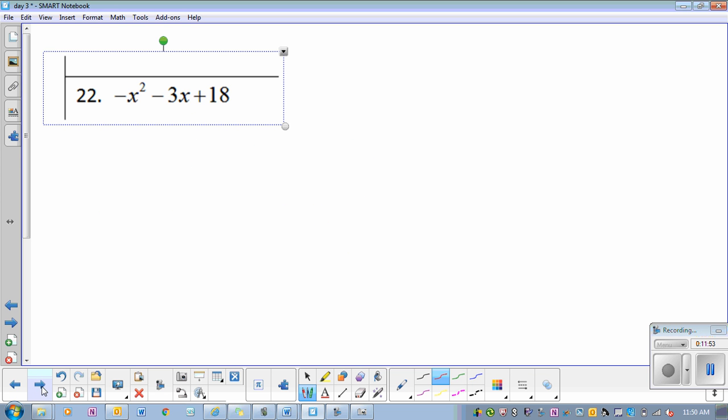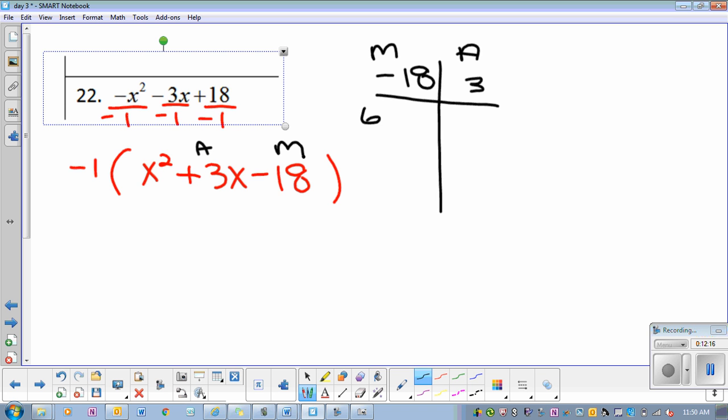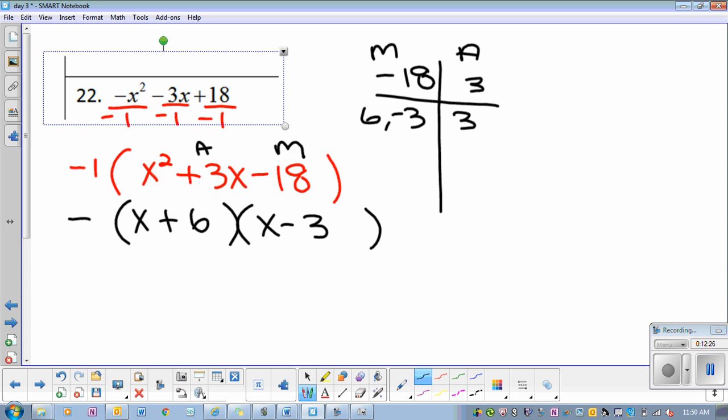Now, number 22. Starting with a negative. Guys, anytime it starts with a negative, you need to bring that negative out. Divide everyone by negative. You get x squared plus 3x minus 18. And then you need to do AM. Two numbers that multiply to give you negative 18 and add to give you a positive 3. Good. 6 and negative 3. Since this is just a plain old x squared, you can go straight into x plus 6, x minus 3. Don't forget to bring out your negative. You can put just a negative, or you can put negative 1.